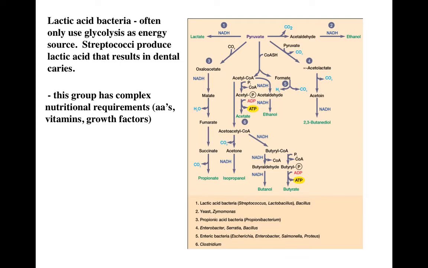When we grow them in the laboratory, we have to baby them. We have to spoon feed them amino acids and nucleic acids because they can't make their own, because they don't have a TCA cycle, because they've evolved to live in high carbohydrate environments like our mouths, for instance, where they can just rely on glycolysis.